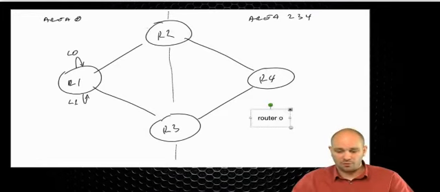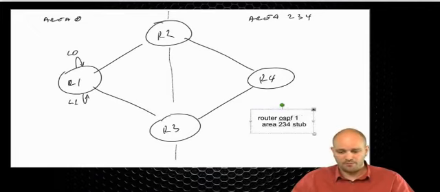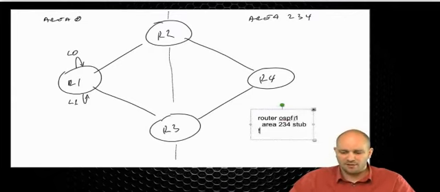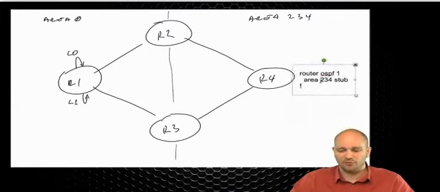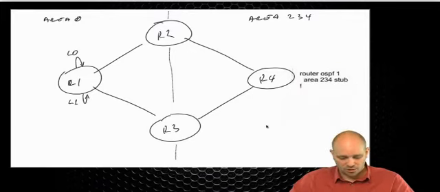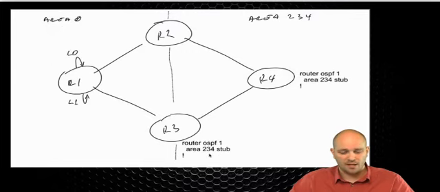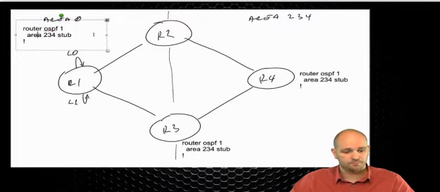Now, this is going to be the configuration for area 234 on R4. So I'm going to say router ospf 1. I'm going to say area 234 stub, and then assume that there are network statements in place, but save me the trouble of actually having to type them out. So this is the configuration here. Now, the configuration on my R3, let's say it's this, and let's say that this is the configuration on R2.